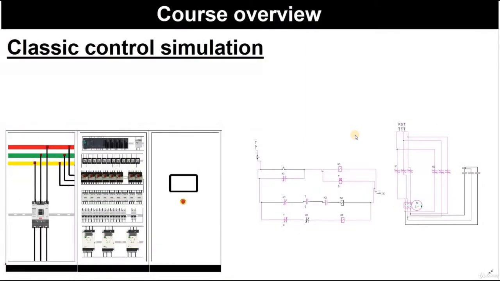Now, I'm going to teach you about classical control simulation. Let's say you have built a circuit here. How can you simulate it? How can you make sure that the functionality is working? Let's say you have built star-delta type of driving, or backward-forward type of driving, or direct driving, or you have some certain complex control circuit. How can you simulate it without actually building it? We're going to learn about that.